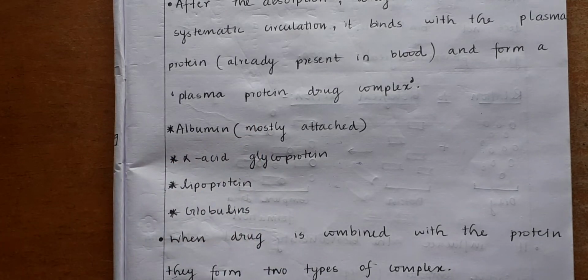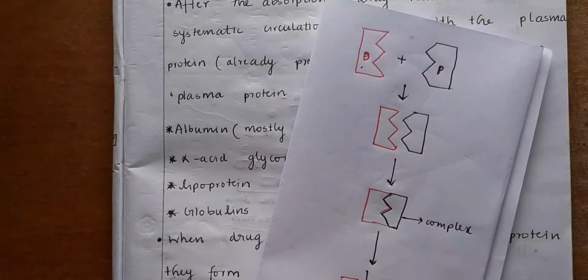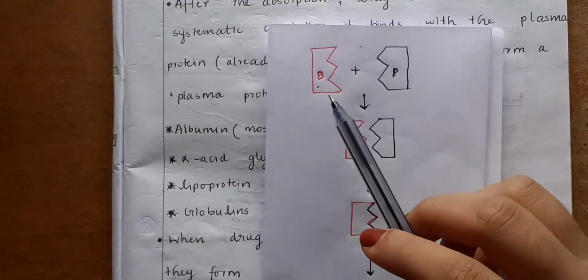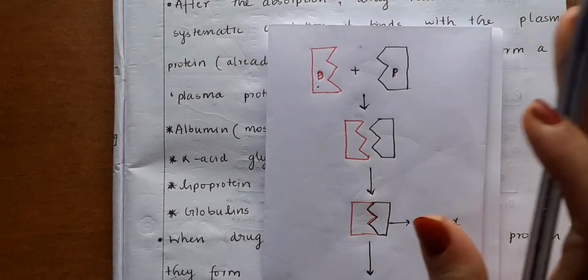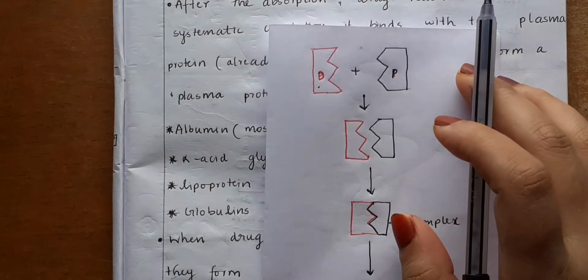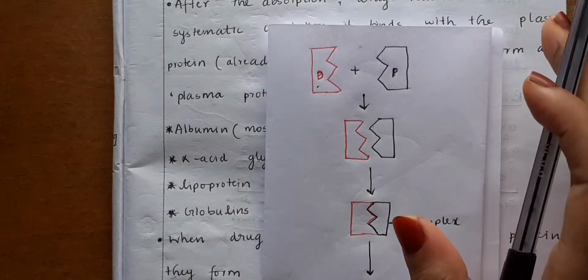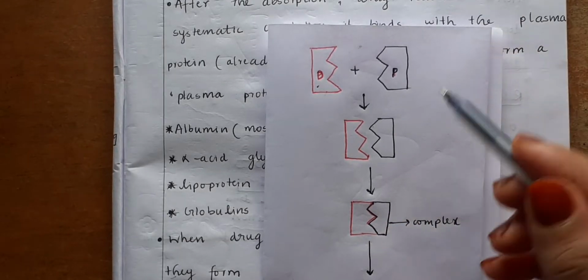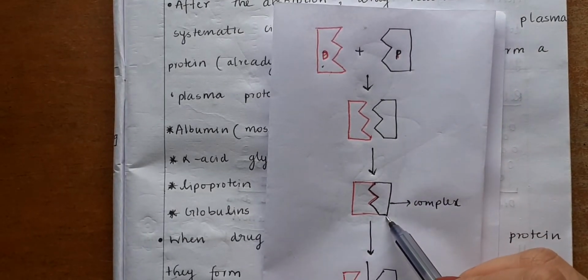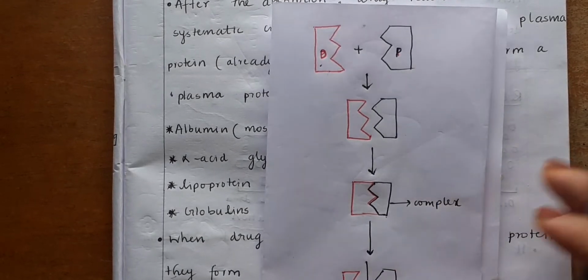When a drug is combined with the protein, they form two types of complex. One is reversible and the other one is irreversible complex. For example, this is a drug and this is a protein. I told you earlier that when the drug enters the blood, it combines with the protein and forms a complex. So this is how a complex is formed.